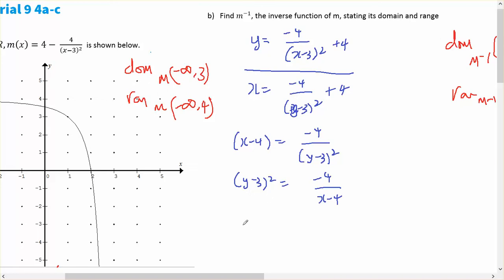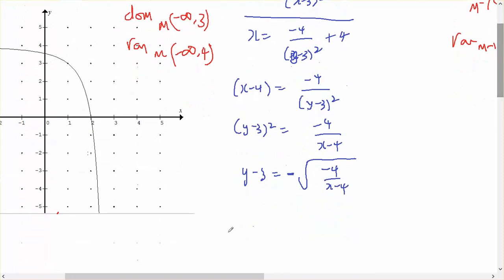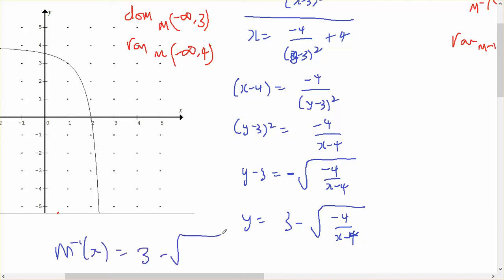If I take the square root of both sides, y minus 3 equals the square root of negative 4 on top of x minus 4, keeping in mind that I know I want the negative square root, and y will equal 3 minus the square root of negative 4 on top of x minus 4. I'm going to leave it exactly like that. So the inverse of m will equal 3 minus the square root of negative 4 on top of x minus 4 as being my answer.